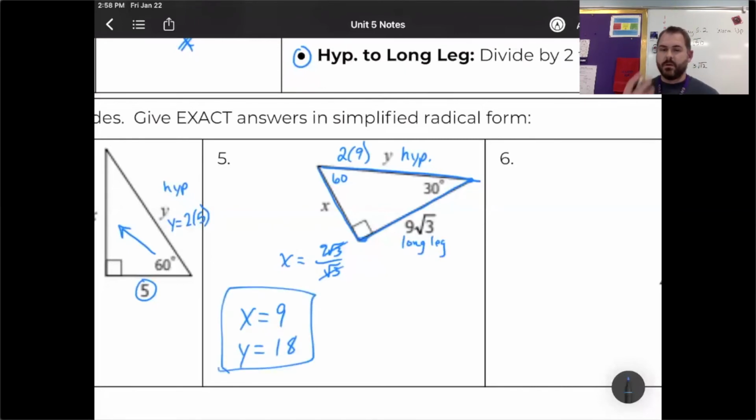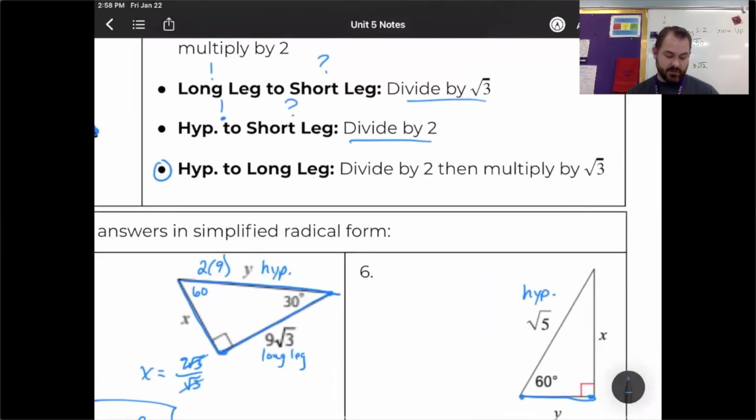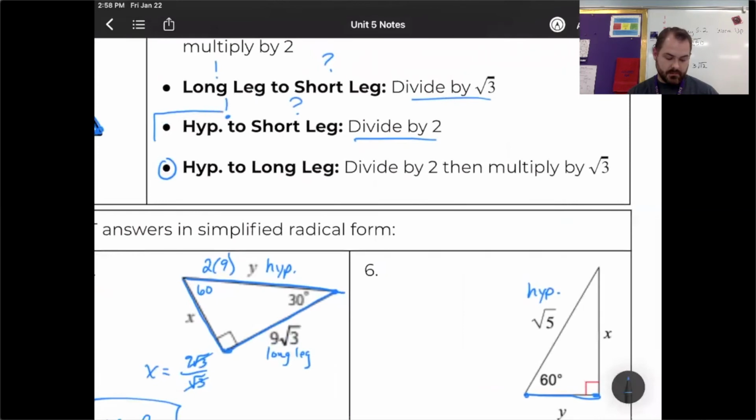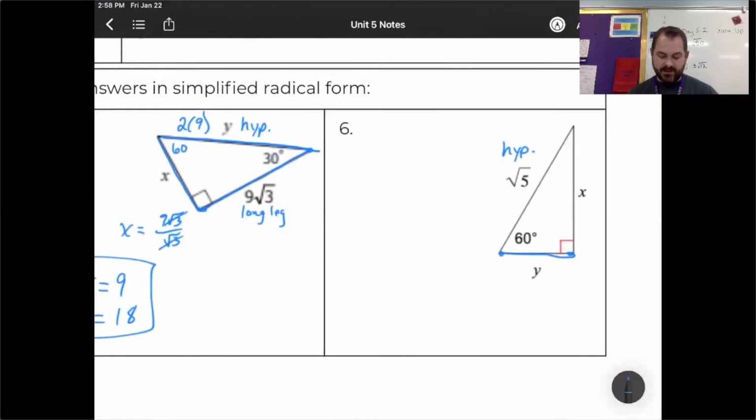All right, one more example. As you're looking here, number 6, this time it's one of the more tricky ones because I'm giving you the hypotenuse. What I like to do first is work from hypotenuse back to short leg first, because all you have to do, if you know the hypotenuse and you're going back to the short leg, you're just going to divide by 2, okay? So to go from hypotenuse back to y, we take that length and we divide by 2.